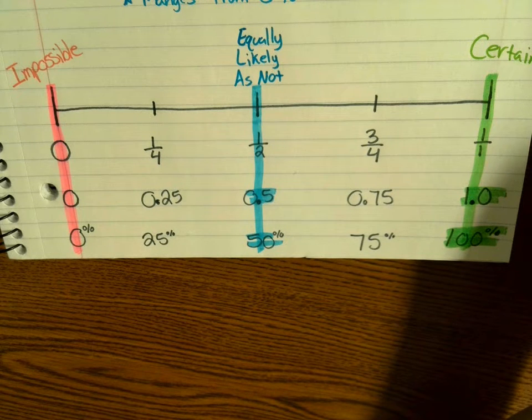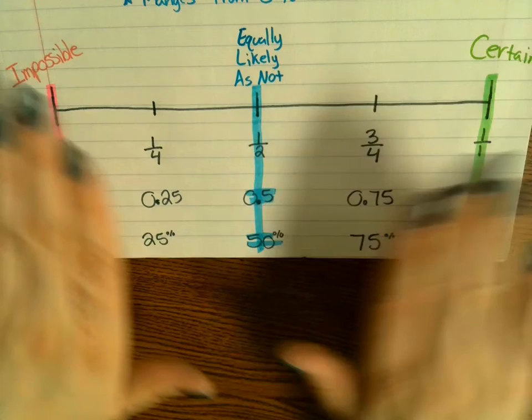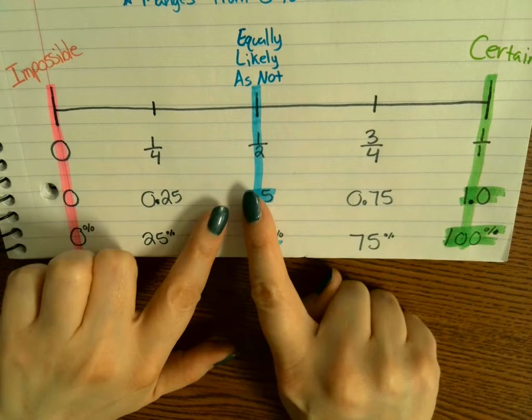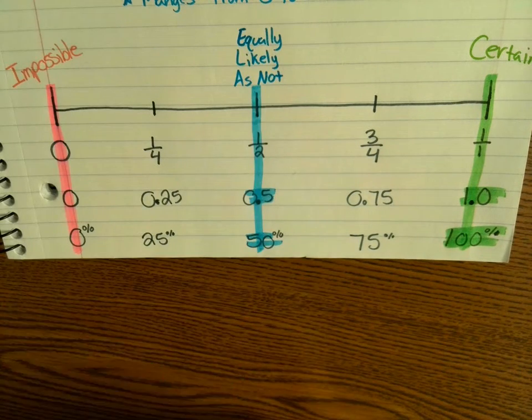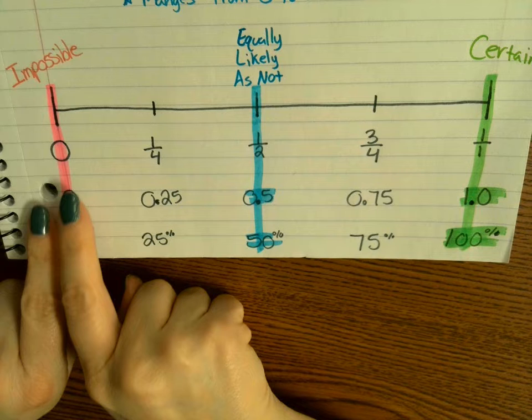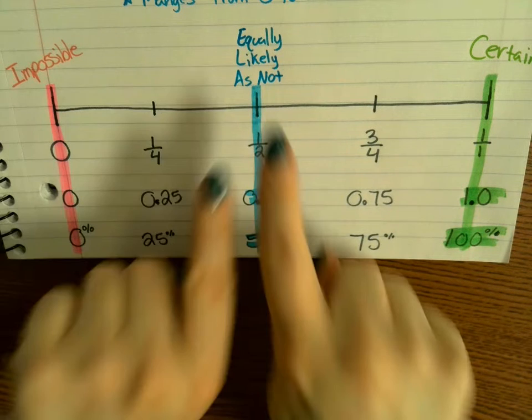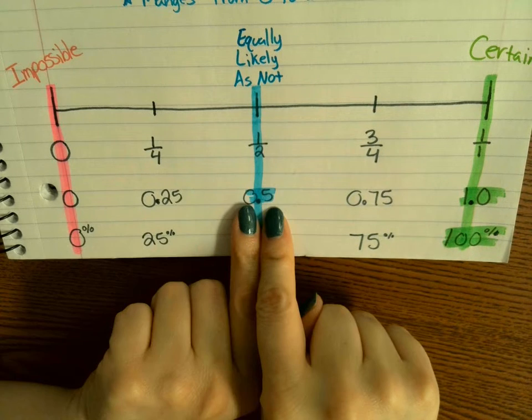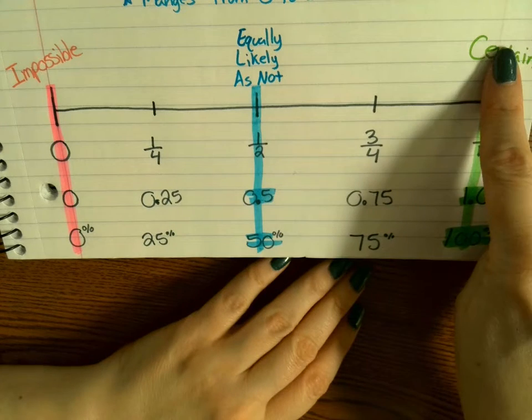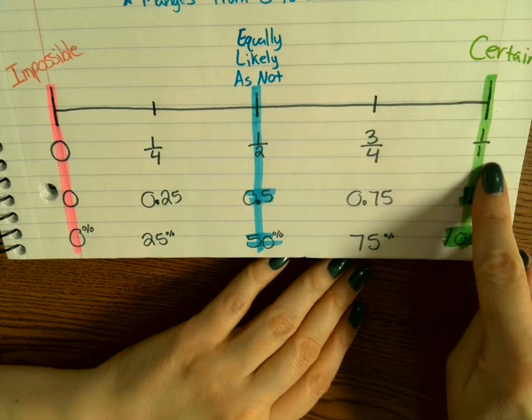So these three are very specific. They can only be called that if it's an exact value. I can only say impossible if it is exactly 0. I can only say equally likely if it's exactly at 1/2 or 50%. I can only say certain if it's exactly at 1 or 100%.